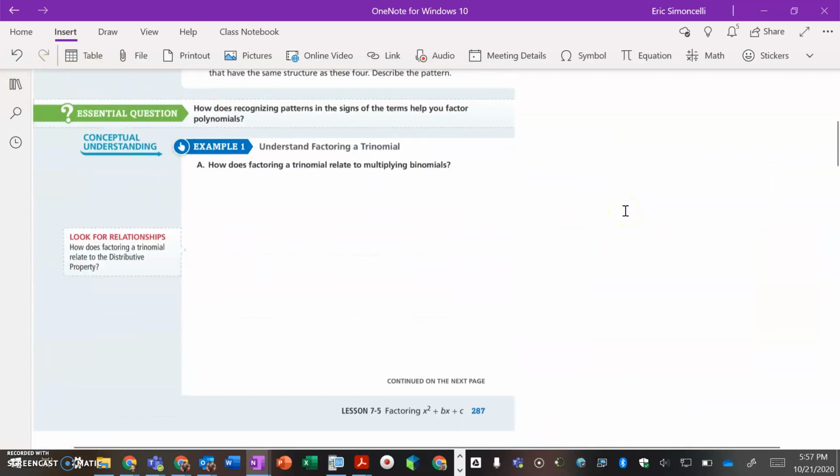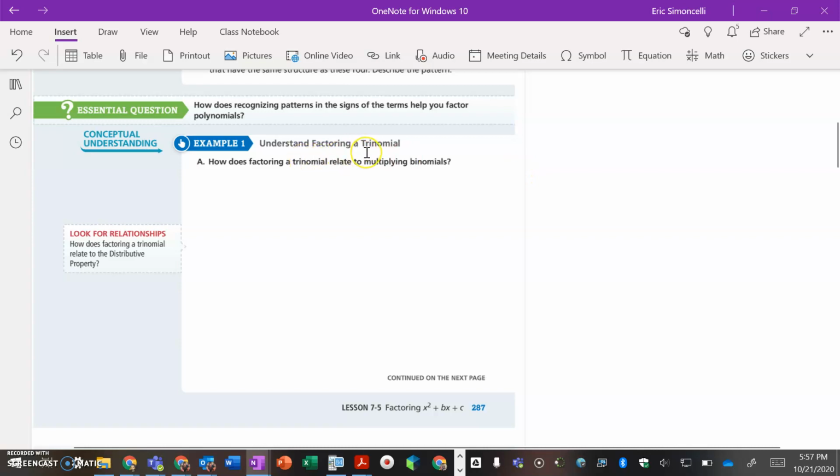To start with, in example 1, we're going to understand how to factor a trinomial. In the last section we took a look at using a GCF to do some basic factoring, but today we're going to look at a trinomial and the related binomials that multiply to get that trinomial. Let's take a look.